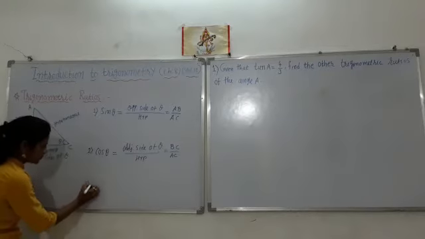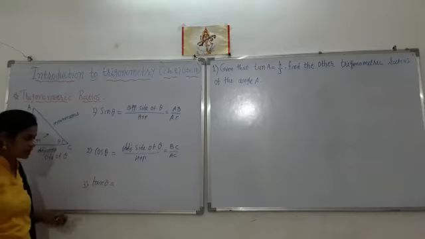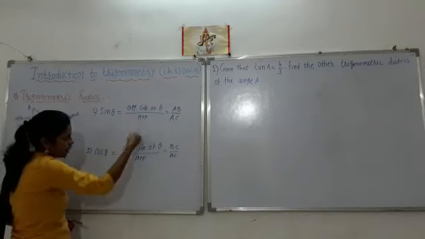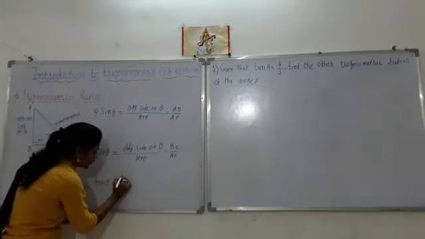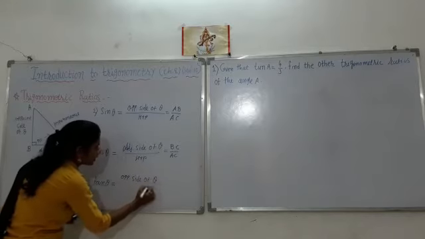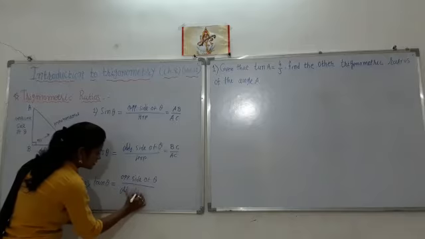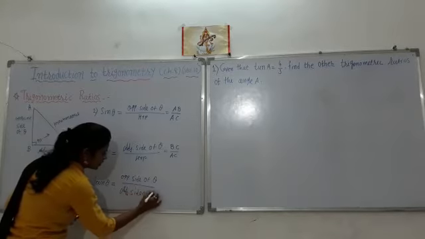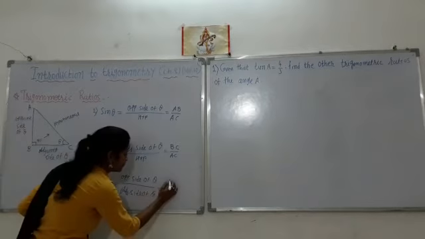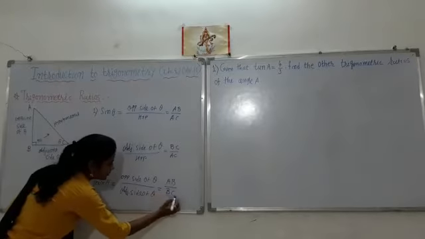Your third is tan theta. So tan theta is the ratio of these two. Whenever you take the ratio of these two, the hypotenuse cancels. So your formula becomes opposite side of theta upon adjacent side of theta. In this particular figure, the opposite side is AB and the adjacent side is BC.